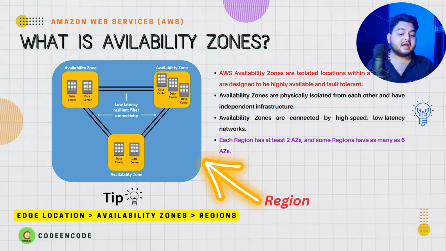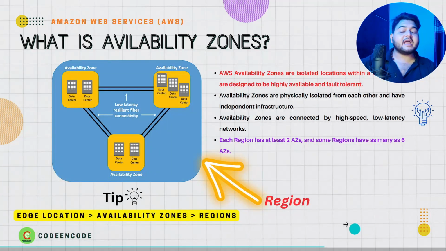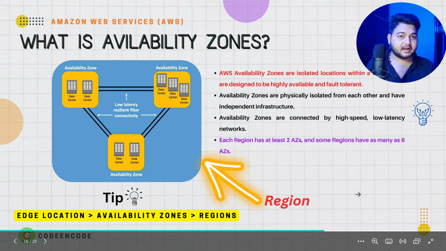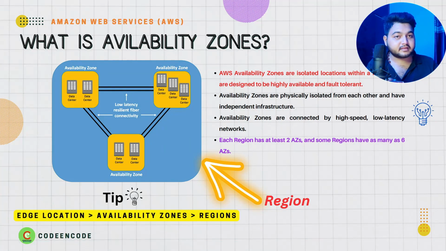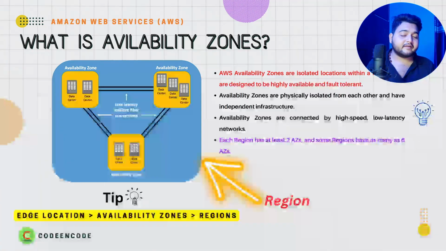And each region has at least two AZs. So it is a must that each region will have at least two AZs, and as many as 6 AZs, right? At most it can have 6, and at least it can have 2, right? So the second one is the availability zones.